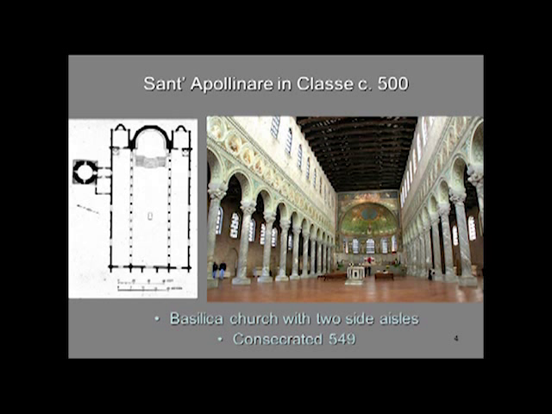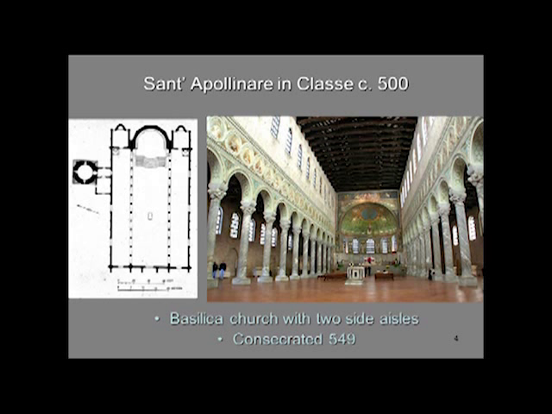Now the church is a simple basilica. It has 2 side aisles, one on either side of the nave, and an apse. So the layout of the architecture is a lot like Sant Apollinare Nuovo. The elevation is very similar.